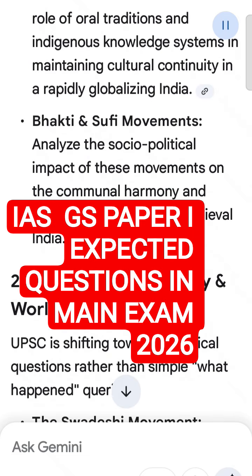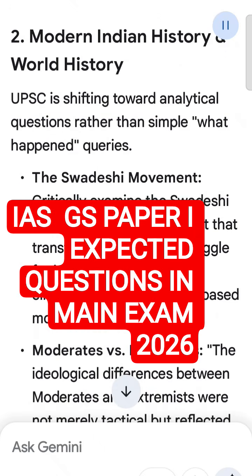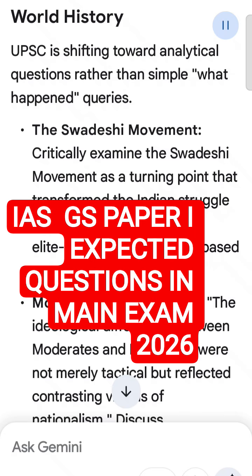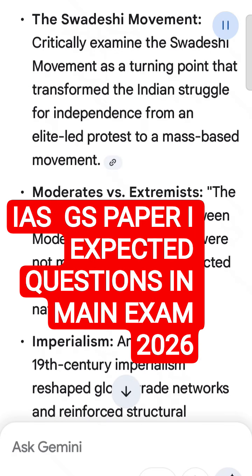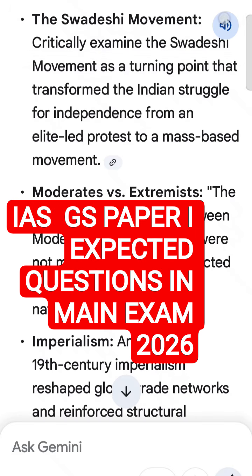The Swadeshi movement. Critically examine the Swadeshi movement as a turning point that transformed the Indian struggle for independence from an elite-led protest to a mass-based movement. Moderates versus extremists. The ideological differences between moderates and extremists were not merely tactical, but reflected contrasting visions of nationalism.